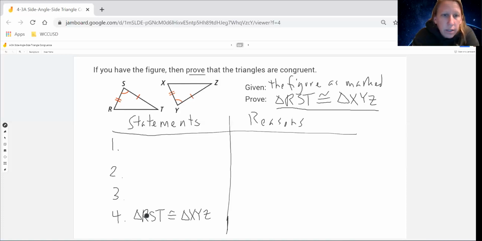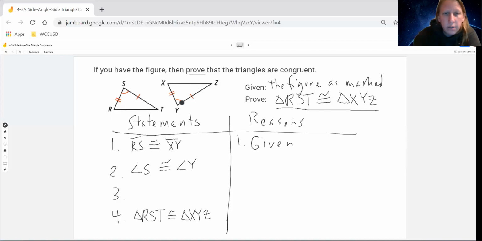So for this one, I'll start back where I was. Line segment RS is the same as line segment XY. Line segment RS is congruent to line segment XY. How do we know that? Because it's given in the figure. Okay, that's given to us. And now I've shown that a pair of sides are congruent. This side is congruent to this side. The next thing I'm going to do is grab that angle. Angle S matches up perfectly with angle Y. How do I know? Because they have the same mark on them. They have just one little arc. That was also given to me.